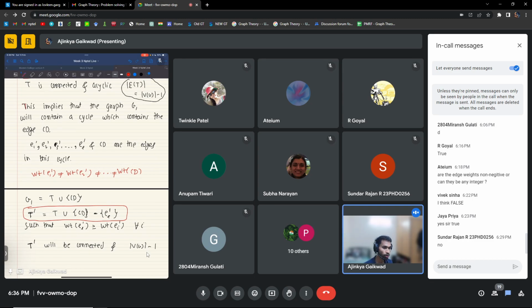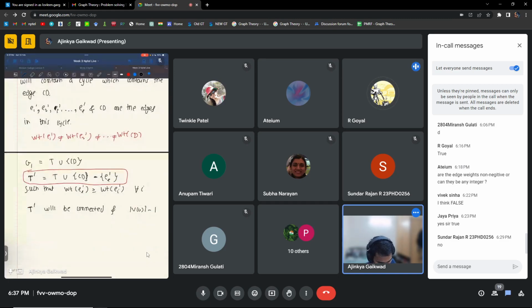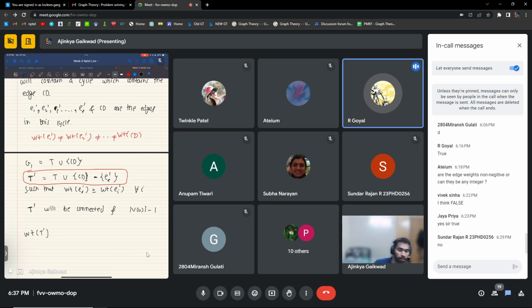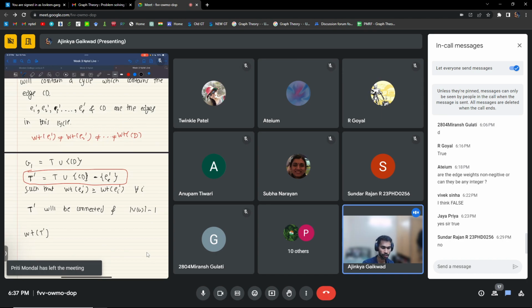So now let's look at the weight of T prime. Is it necessary that every time we remove EL prime only, or could it be any edge in this path? It could be E1 prime, E2 prime, or anything. For the sake of argument, you can choose any edge to delete, it doesn't matter because all of them have weight more than CD. But let's say I picked the one with maximum weight. When I say maximum weight, I mean the maximum weight in this particular cycle I'm talking about.